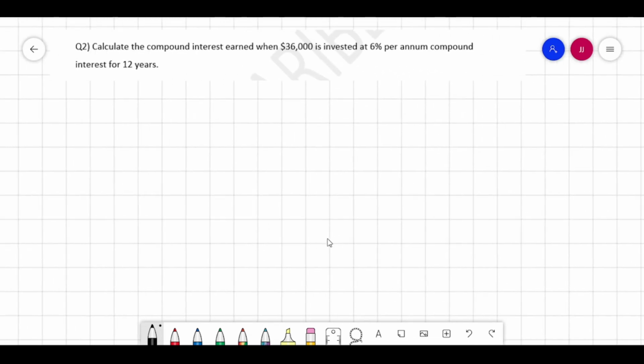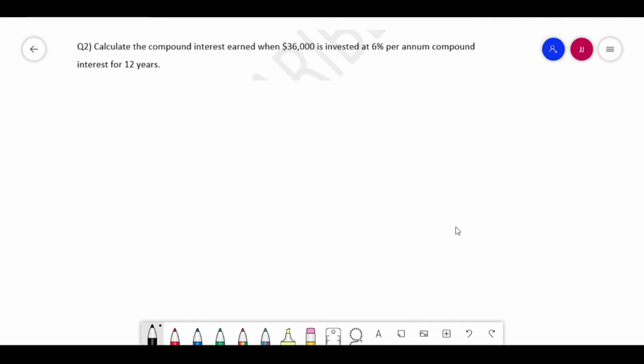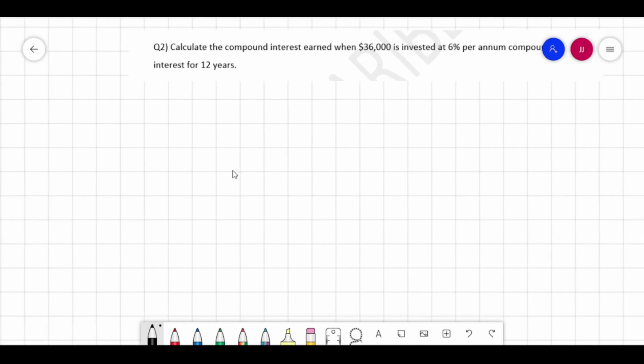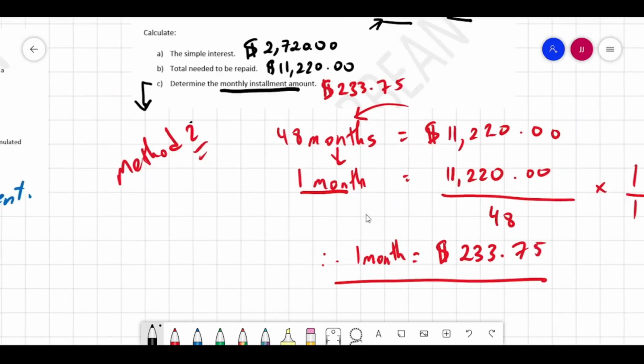Question 2. Calculate the compound interest earned when $36,000 is invested at 6% per annum compound interest for 12 years. Seems like a pretty simple question. Let's go.